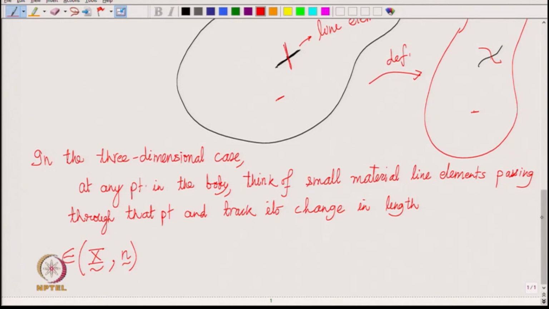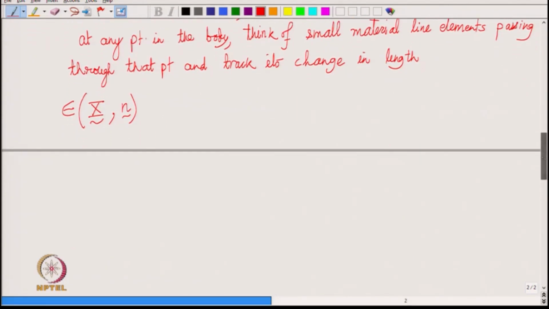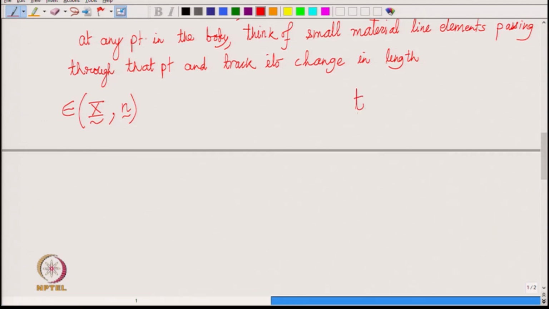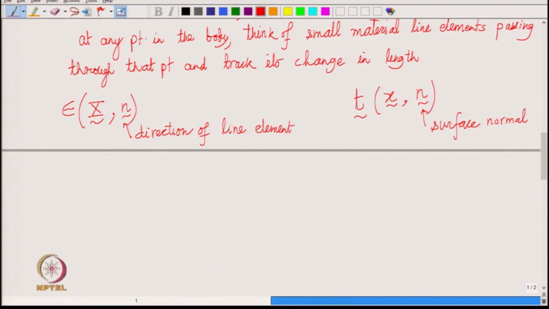Okay. Contrast this with the traction example. In case of traction, we had T, which was also a function of the point and the surface normal. So, there this n was surface normal. But now, in case of a strain, the n is the direction of line element.